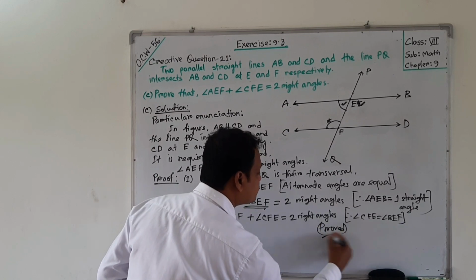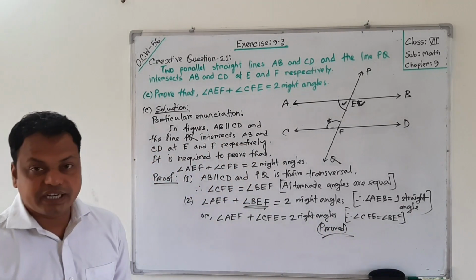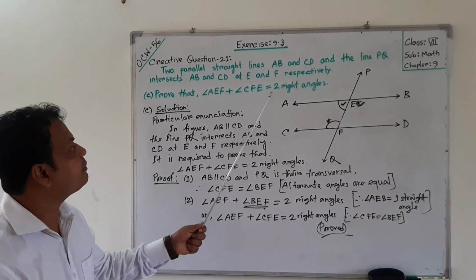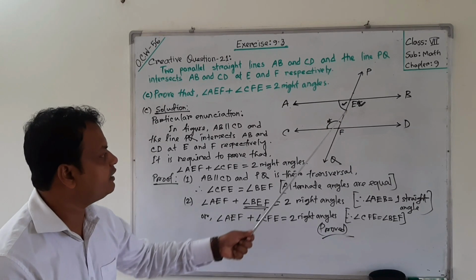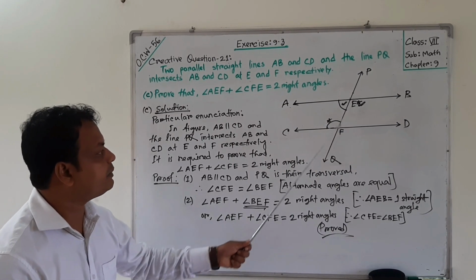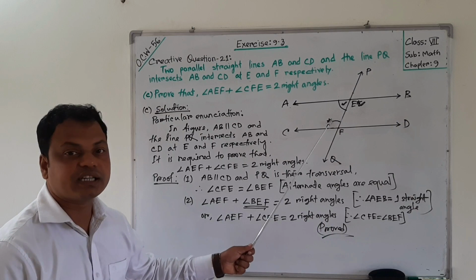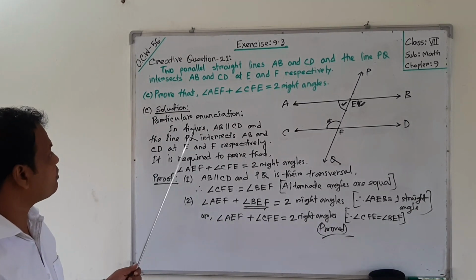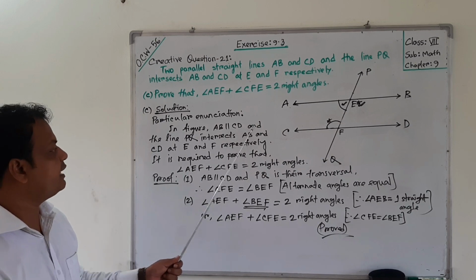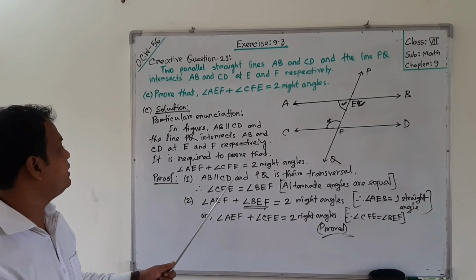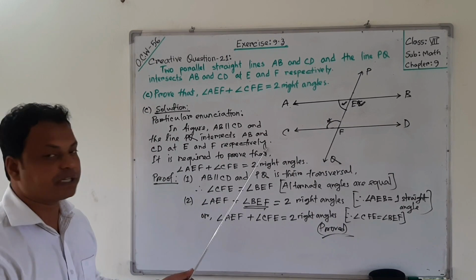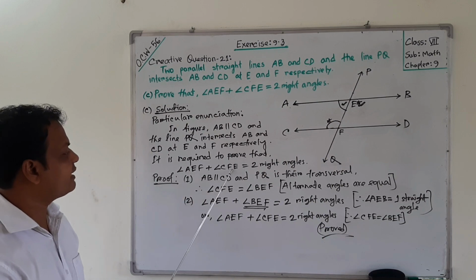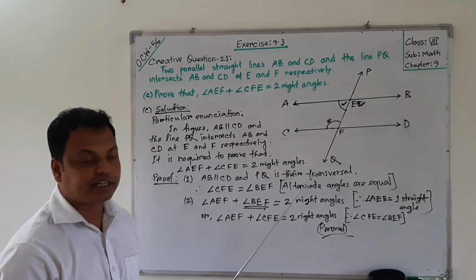I want to repeat this again. We have to prove angle AEF plus angle CFE equals two right angles. These two angles sum to two right angles. In the particular enunciation: in the figure, AB is parallel to CD and the line PQ intersects AB and CD at E and F respectively. It is required to prove that angle AEF plus angle CFE equals two right angles.